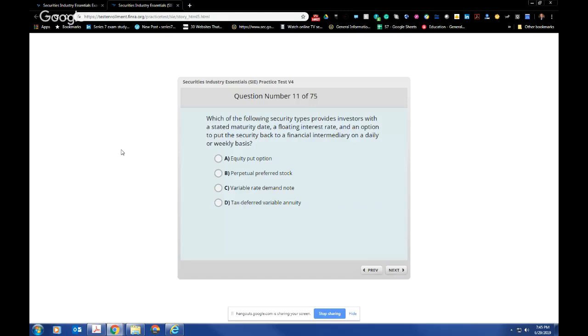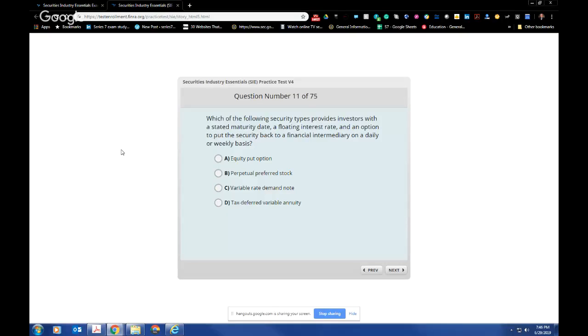Which of the following security types provides investors with a stated maturity date, a floating interest rate, and an option to put the security back to a financial intermediary on a daily or weekly basis? So stated maturity date, so it's a bond. Floating interest rate, so it's variable. And I have the right. So in other words, you buy a bond that has a floating rate, a variable rate, that you can sell back to the company whenever you want at par.